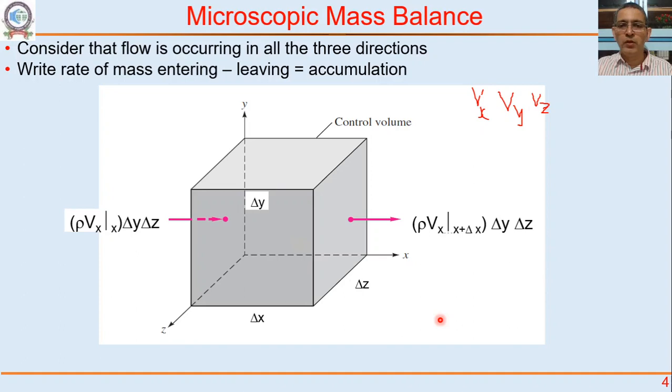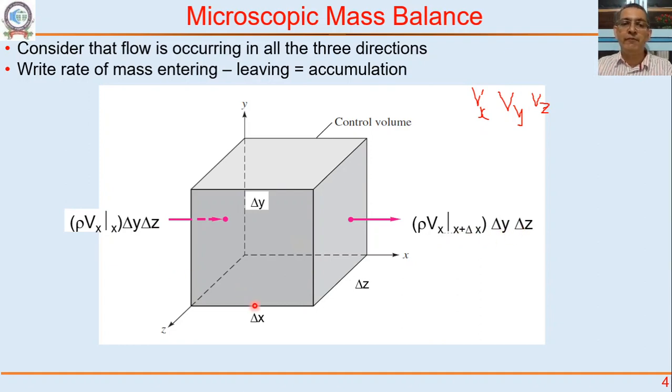Right. So the mass flow rate entering through this left face is rho Vx delta y delta z. Similarly, the mass flow rate leaving the box through the right face is rho Vx, but evaluated at x plus delta x, multiplied by delta y delta z.